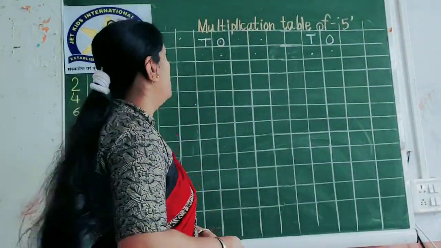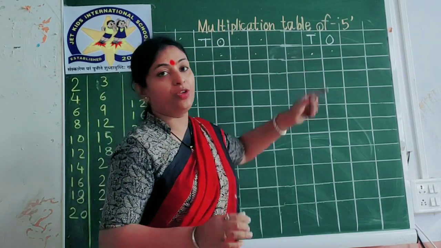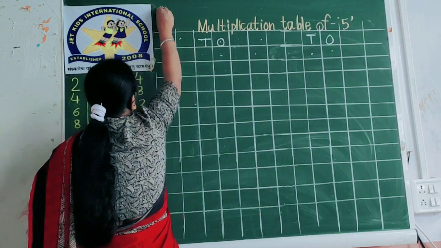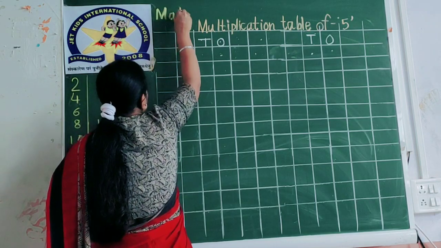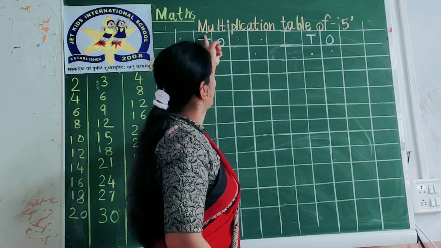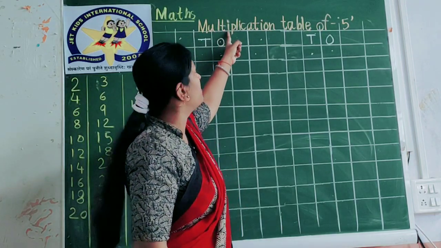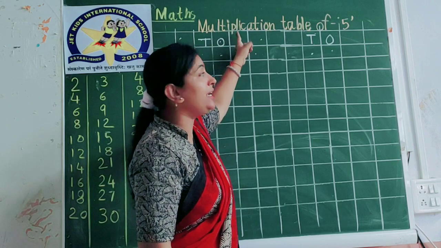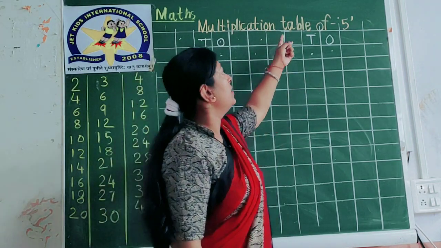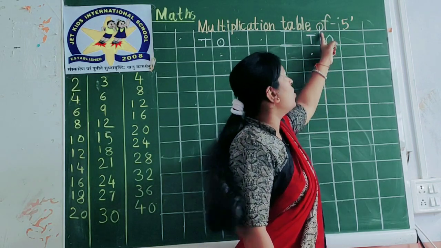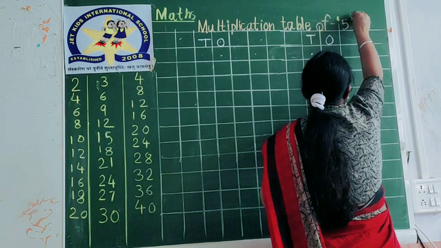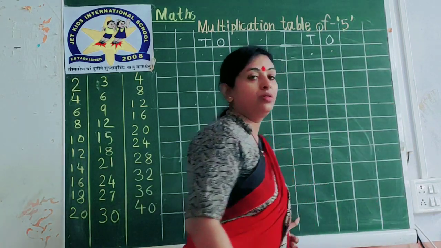Okay. So here, multiplication table of 5. You have to write the title. Okay, so put the title, maths. Here, multiplication table of 5. Multiplication, table, of, and write 5 in single inverted commas. This is the table of 5.